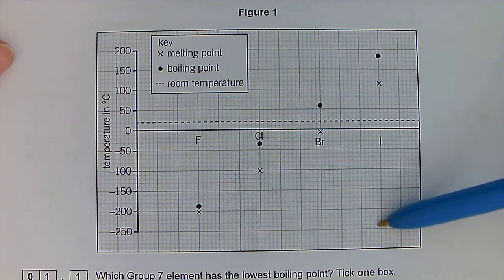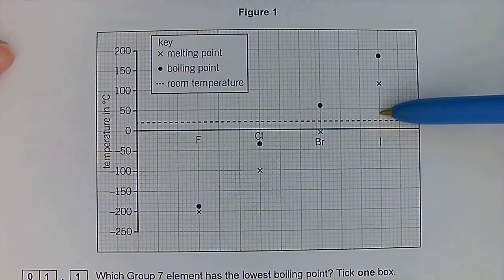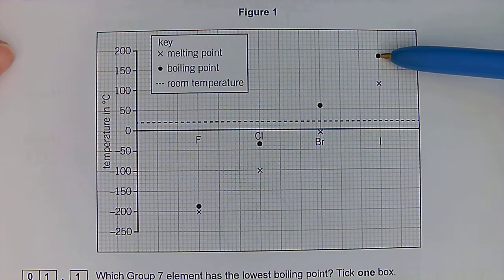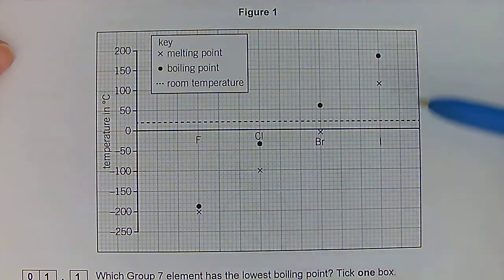And iodine, it's still a solid even at room temperature, and as we go up it's still a solid until we get to this temperature here, which is about 115, 120. So at about 115, 120 degrees C it'll melt and it'll be a liquid until it gets to this temperature here, which is 170, I think, 180, and at 180 degrees C it will then boil. So this is the information given here.